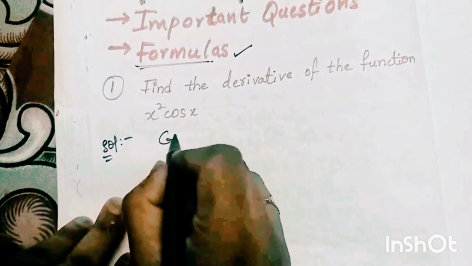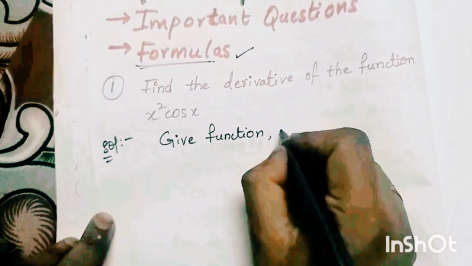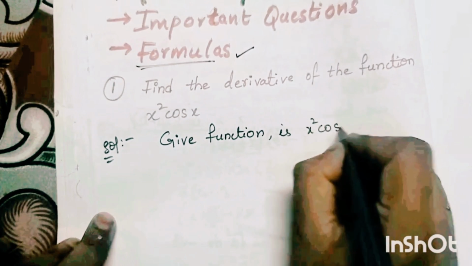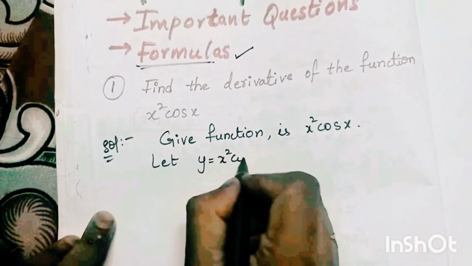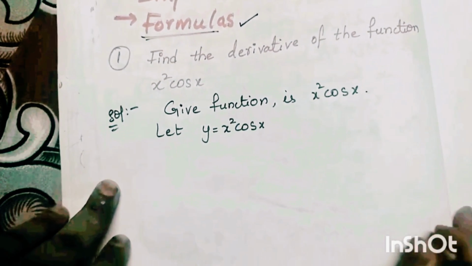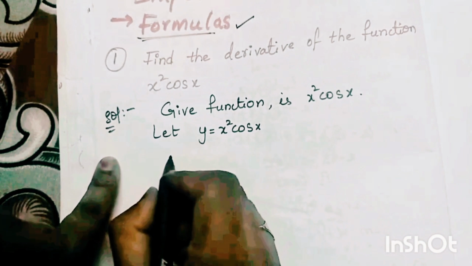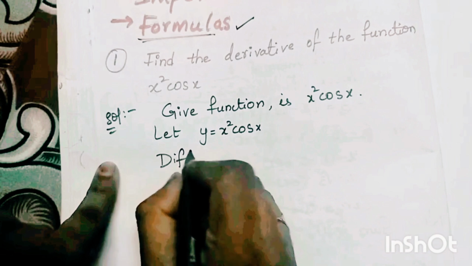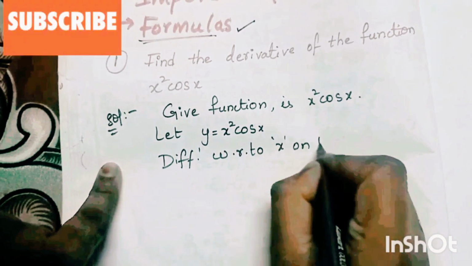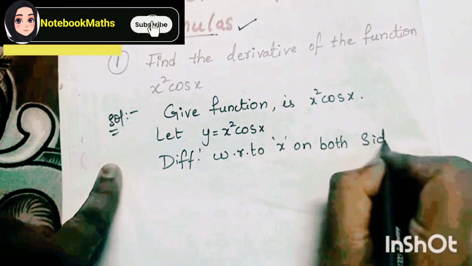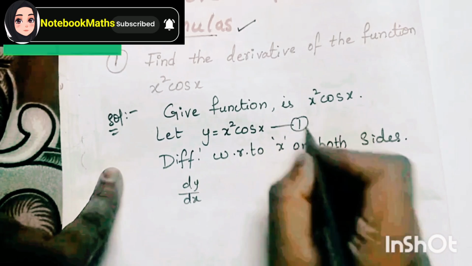We have to take the given function like this. In the solution, first of all write what is given, that is x square cos x. Let y equal to x square cos x. This is the function of y. We have to differentiate y with respect to x on both sides. Then we get dy by dx. Take this as equation 1.